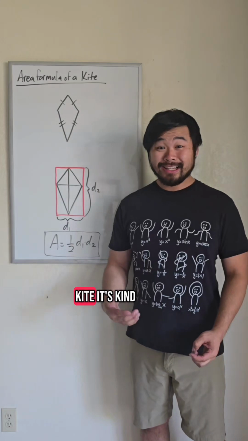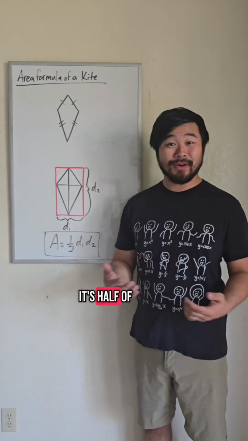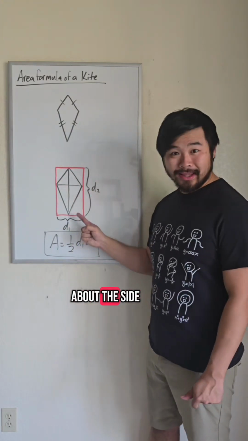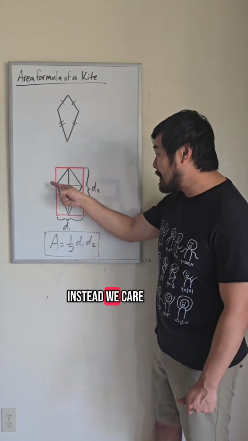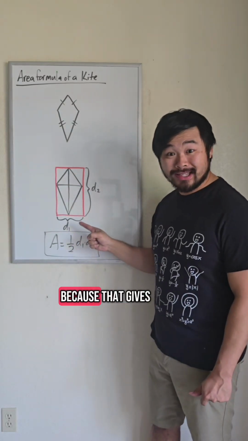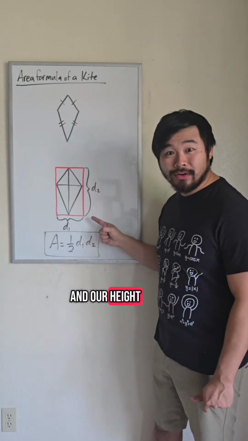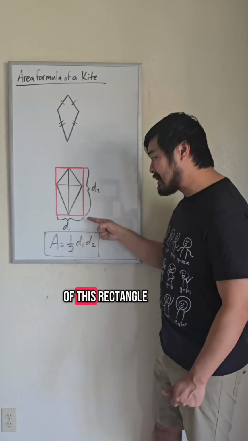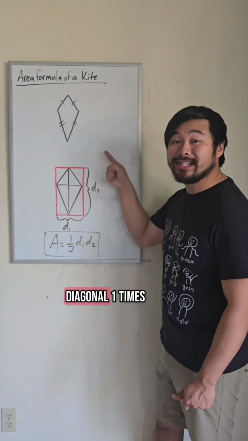And with the kite, it's kind of like a triangle in that it's half of a rectangle, as we see over here. Notice, we don't care about the side lengths of the kite. Instead, we care about the diagonals of the kite, because that gives us our base and our height of our rectangle. So the area formula of a kite is half of this rectangle, which is half diagonal 1 times diagonal 2.